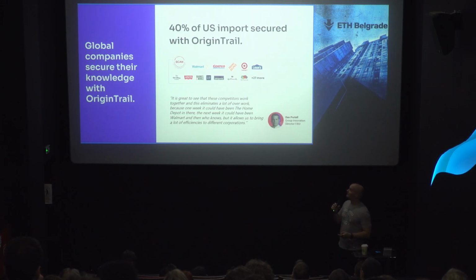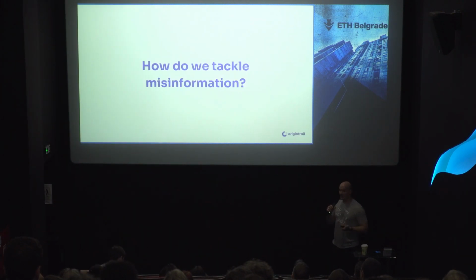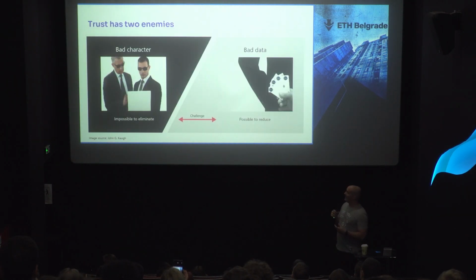So all right, how do we tackle misinformation? I'm going to present a couple of tools that will help us approach the solution to this problem. But let's first establish one big point when it comes to trust in data or information. Trust really has two enemies. One is bad character. Actually, the more appropriate photo here, instead of these generic people, would be SBF. But I guess it's okay like this too.